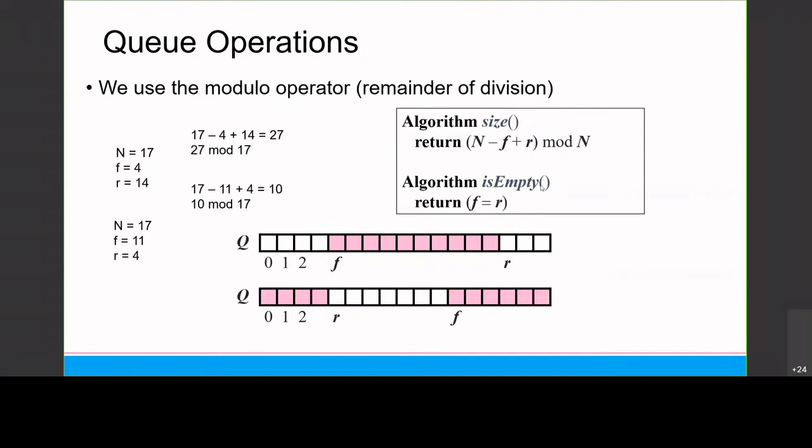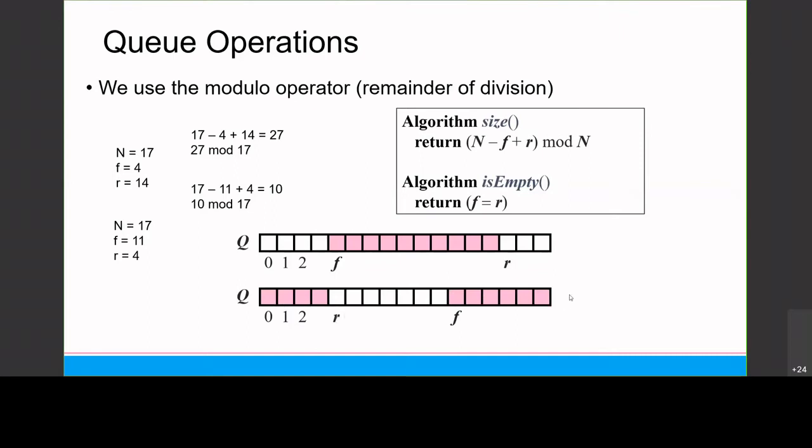Now, whenever the queue is empty, it means the variable f will be equal to the variable r. And let's suppose it is circular. If the rear already reached the last one, so it means if it is in the index 17 and there is no other place to put the new element, then it will go back to the index 0. So the rear now becomes index 4.